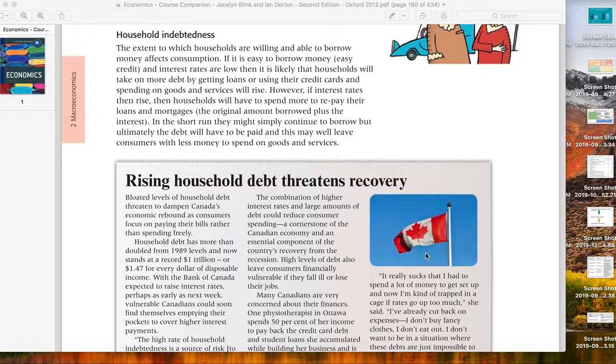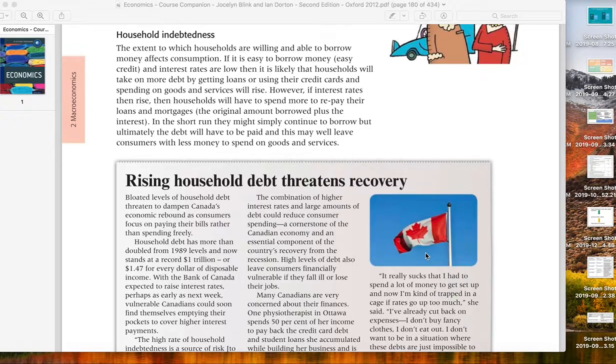If the interest rates are really high and it's harder to get hold of credit and you don't have access to credit cards, then you're going to have to spend more to repay your mortgages and loans. So what's going to happen? Eventually, you'll spend less. In the short run, you might just continue to borrow and borrow until the debt reaches a point where you'll have less money to spend on goods and services, and you're going to be spending it all on interest. So it's this constant battle of indebtedness.